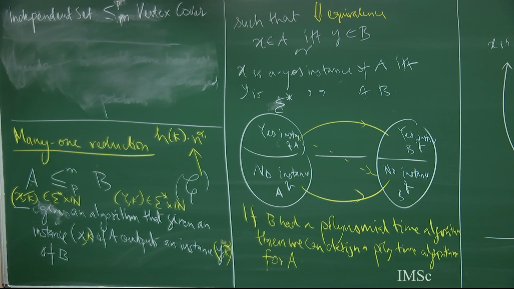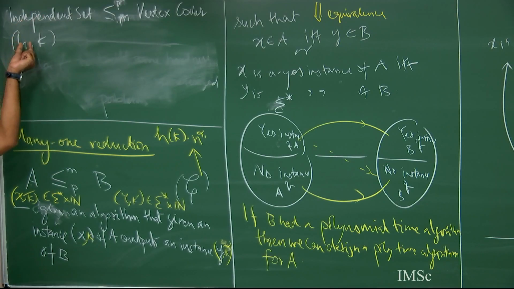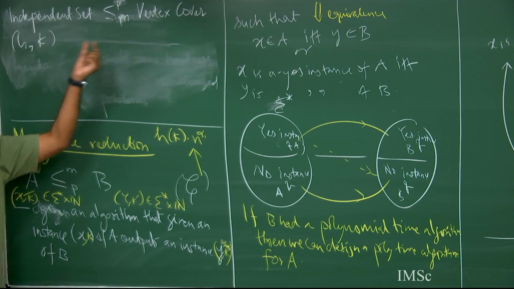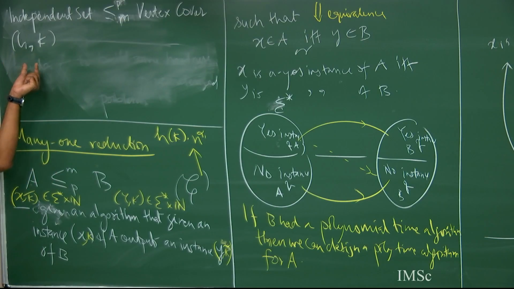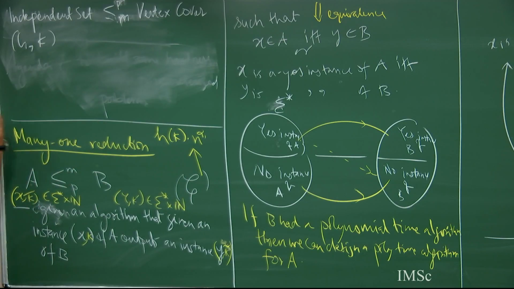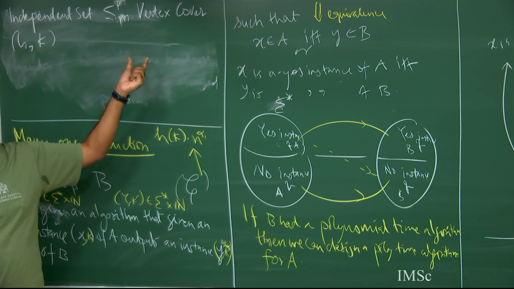If I give you a G comma k, it means an instance of independent set. What is an instance for vertex cover? This is an instance of independent set, right? What does my algorithm tell me? That in polynomial time you should output an instance of vertex cover in such a way that this is a yes instance if and only if the other is a yes instance. So now you tell me an algorithm which, given an instance of independent set, outputs an instance of vertex cover.